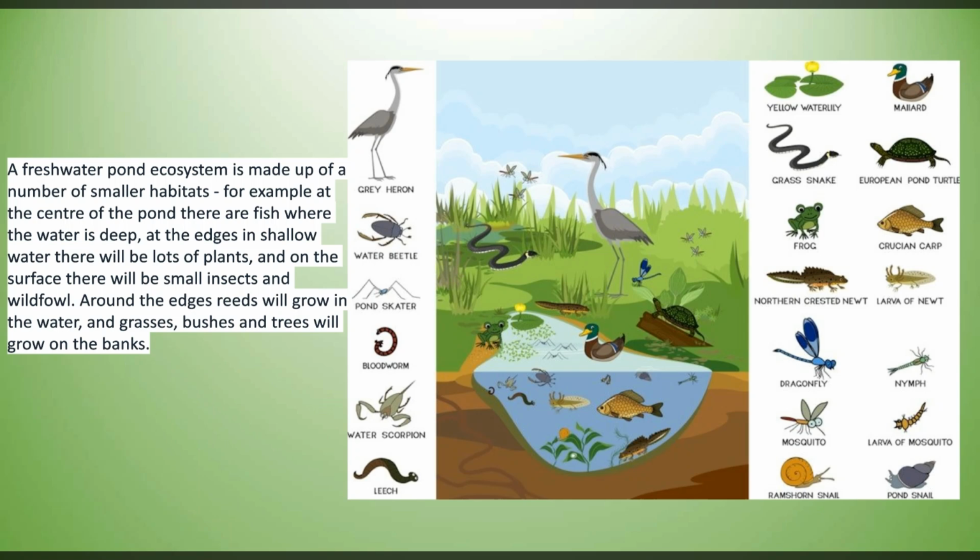about Farnley Fish Pond. So a fish pond, including the one that we find down at Farnley, is basically an ecosystem made up of smaller habitats. So obviously there are fish where the water is deep, and the edges obviously where there's going to be more plants where the water's shallower. There'll be lots of insects. There might even be lots of birds like wildfowl, herons, ducks in this area as well.